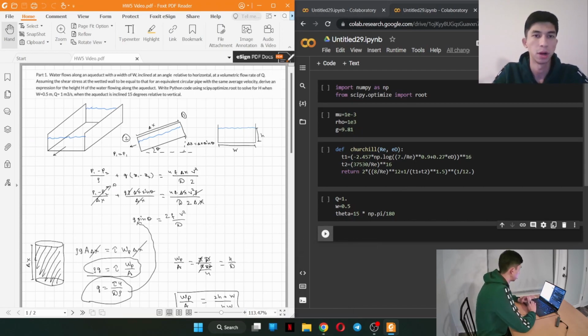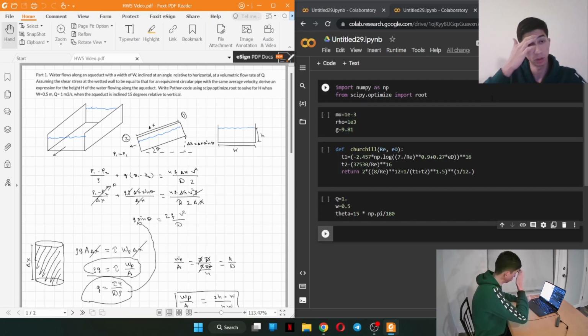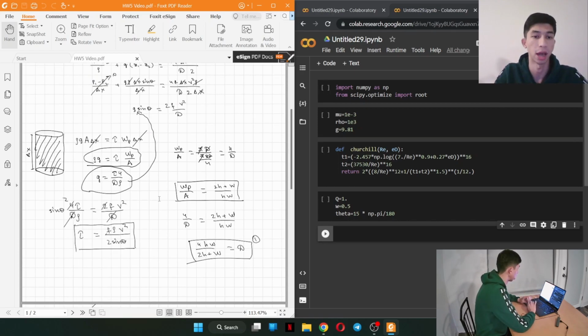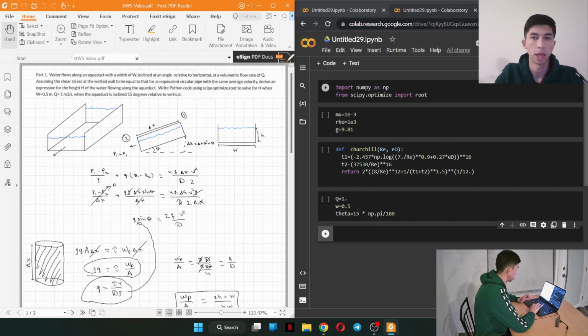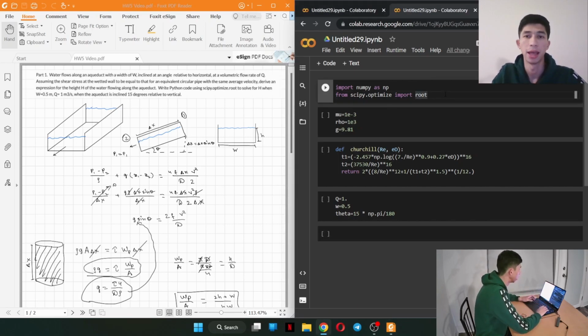So in this part, we're going to jump into Python and run the code using the equations we derived in our previous part. So we're going to go to Colaboratory. As always, we're going to start with importing numpy and scipy.optimize. So we're going to import numpy, and from the scipy.optimize library, we're going to need the root function.